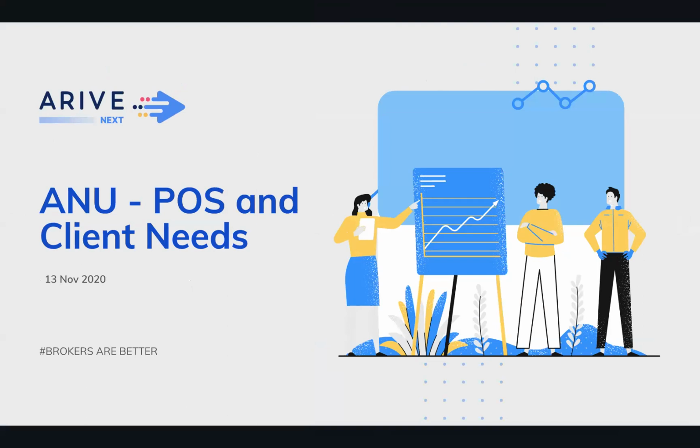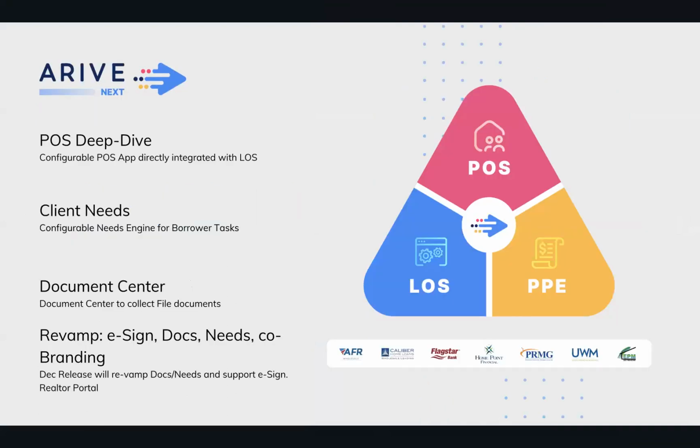So this is again an ARIVE.Next University session. We are talking about point of sale in ARIVE.Next and how it really works, and client needs. These are the major two topics, and the document center, which is tied to client needs. So we'll cover this today. Specifically, we'll get into how you configure point of sale, different questions, what is shown to the borrower, and what kind of experience the borrower has from a POS perspective.